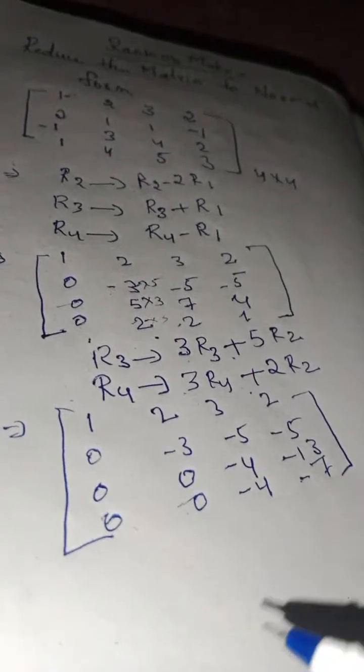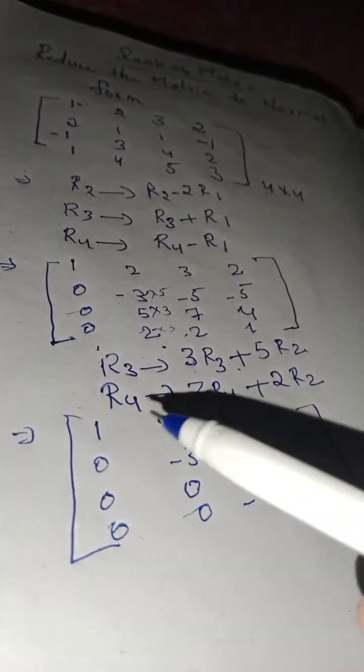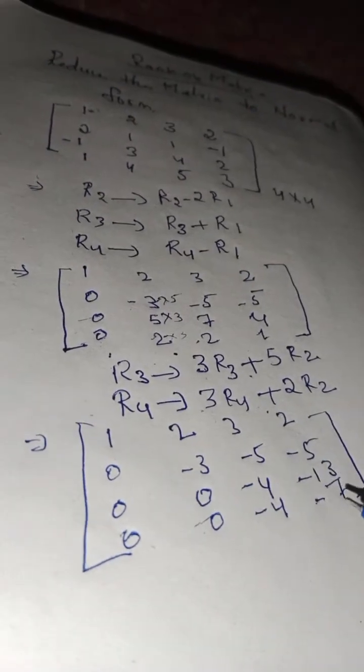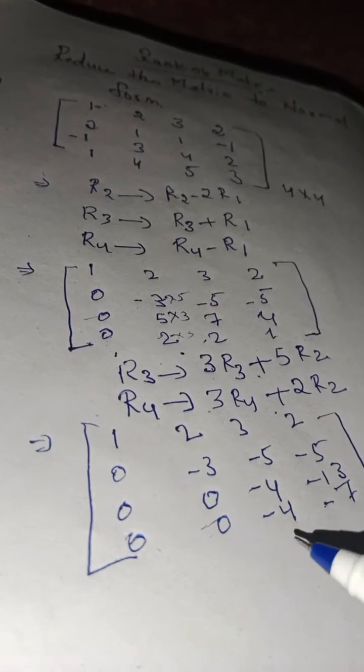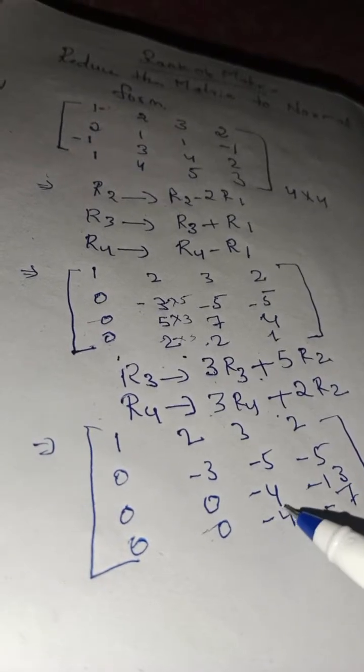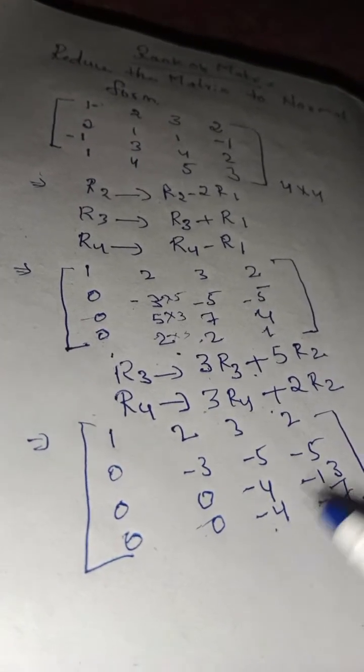So we have to turn this as 0. As I said, principal diagonal element should be 1 or more than 1. Remaining all elements should be 0. So what I have to do now? I have to convert these terms also as 0 because this is a normal form.